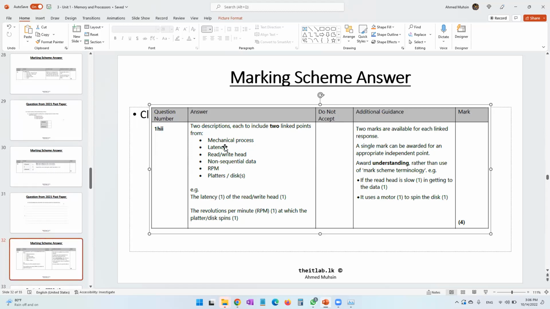Mechanical process, latency. So latency is referring to the read-write head. Okay, read-write head again they have mentioned. So they have said you have to describe any of these points. Any of these points you have to be able to explain. They have given an example, the latency of the read-write head, like I told you. How much of a delay is there when it receives and gives it. And then the revolutions per minute, RPM, how fast is the spindle rotating? Because the faster the spindle rotates, the more data that can be taken from the platters.